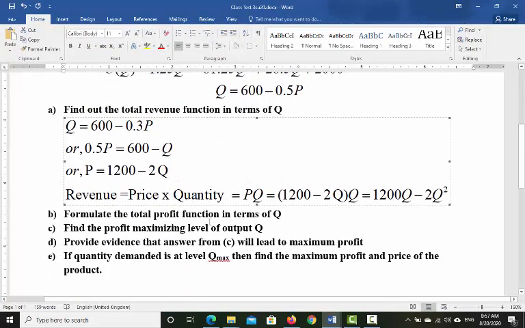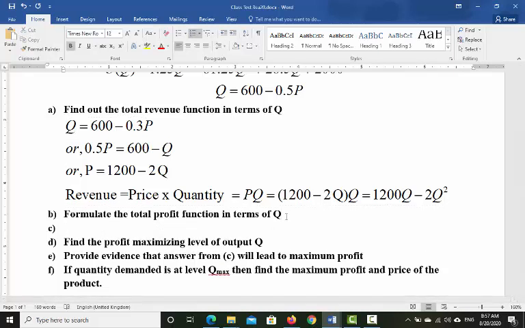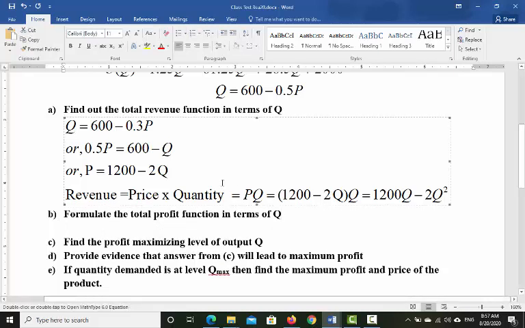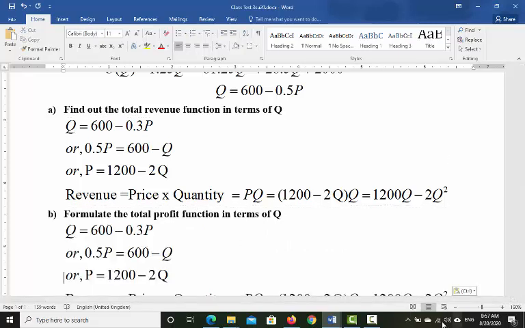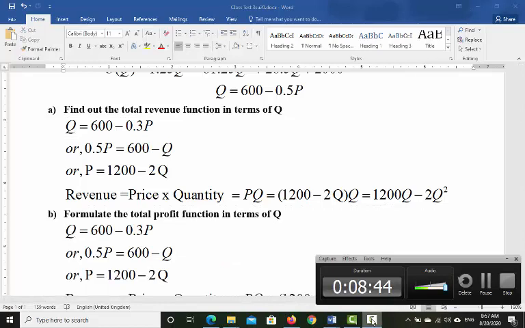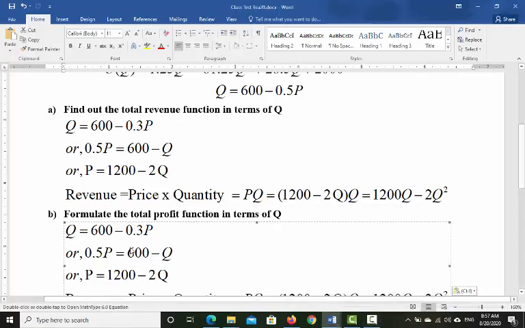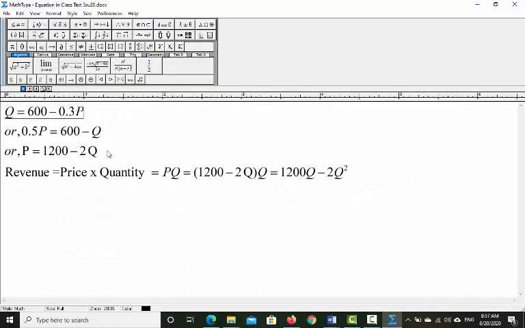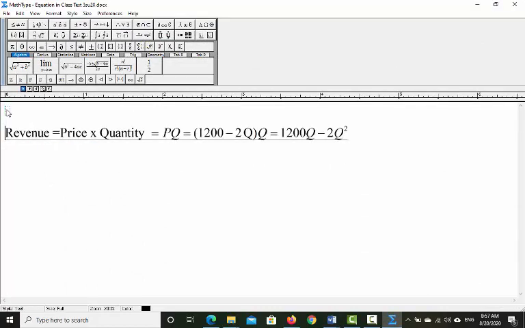Now the second question: formulate the total profit function in terms of Q. So let us formulate the total profit function in terms of Q, right?